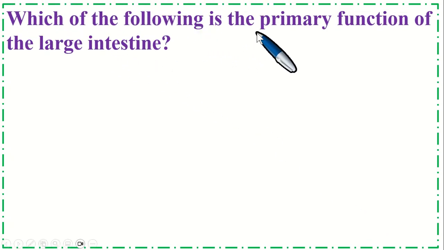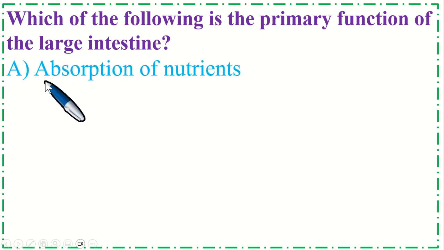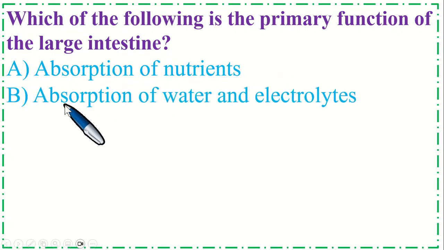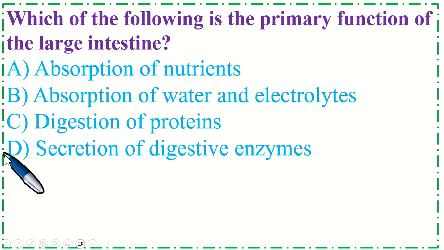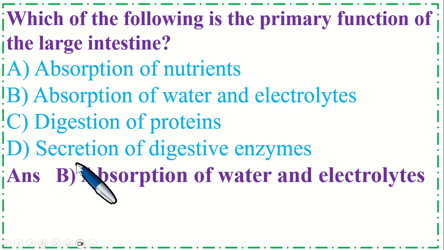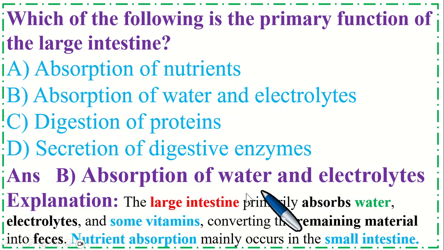Which of the following is the primary function of a large intestine? Option A, absorption of nutrients, B, absorption of water and electrolytes, option C, digestion of proteins, and option D, secretion of digestive enzymes. So the correct option is B, absorption of water and electrolytes.